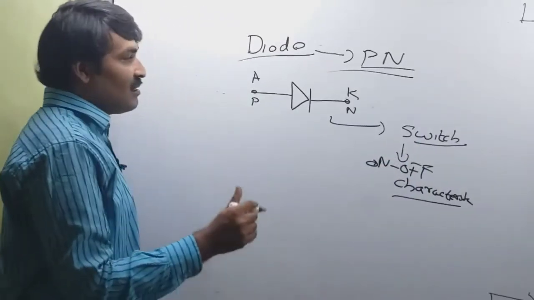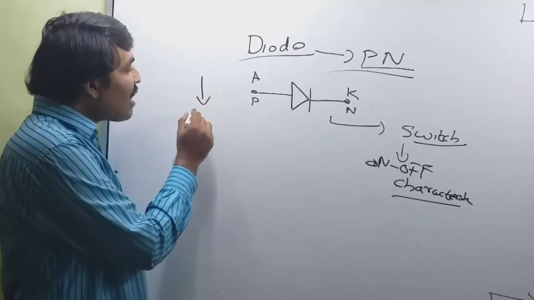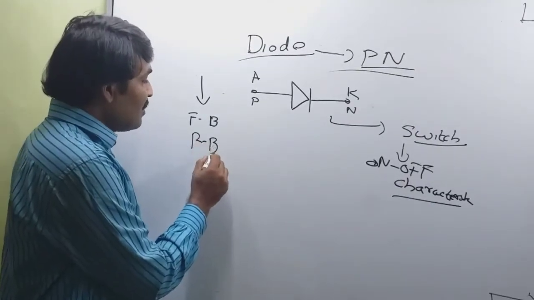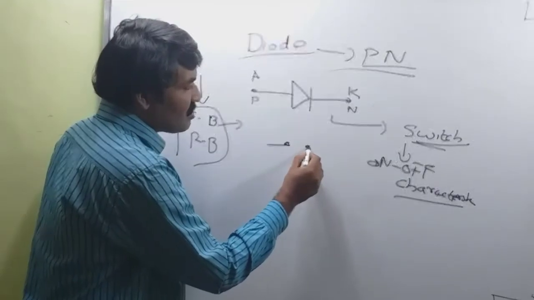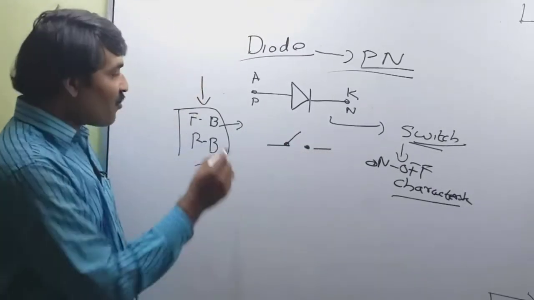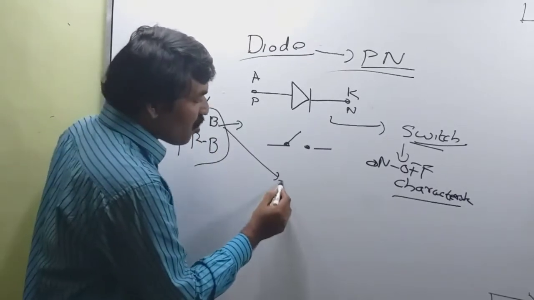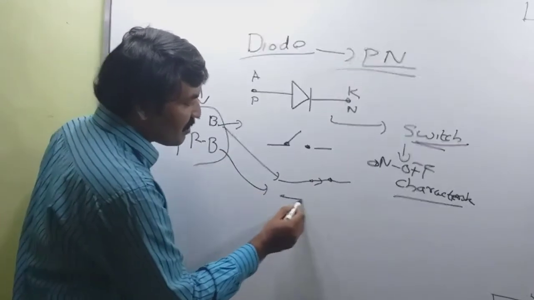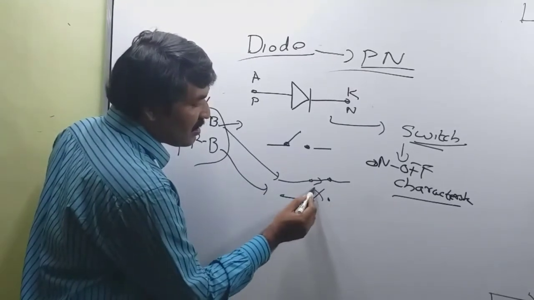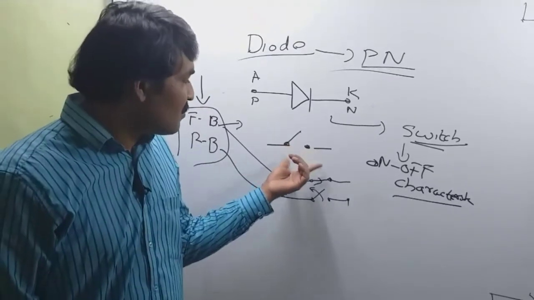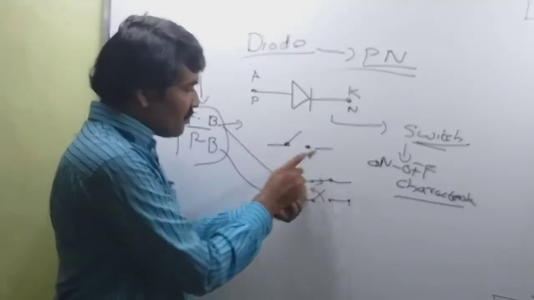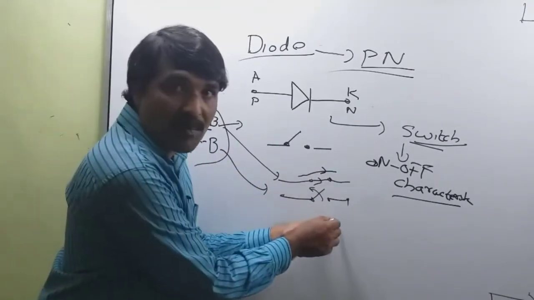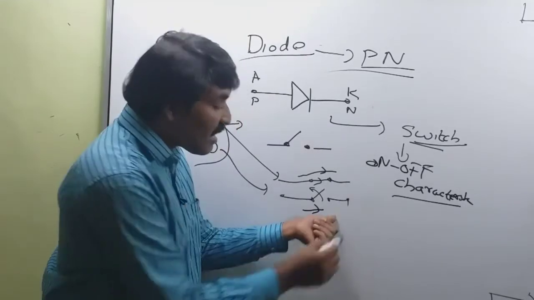Now let us consider. We have two conditions. One is the forward biased condition and the other is the reverse biased condition. So we can consider this as a switch. Under forward bias condition, the switch is closed. And under reverse bias condition, the switch is open. When the switch is closed, the current will pass. Under reverse bias condition, the switch is open, so no current passes.